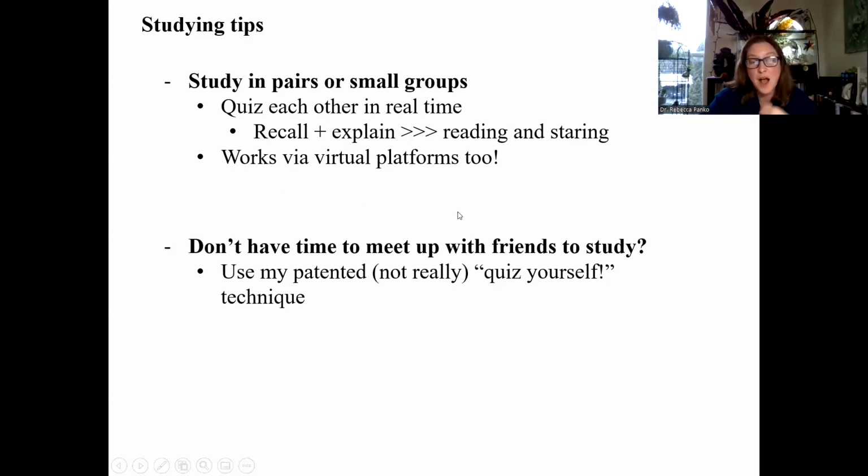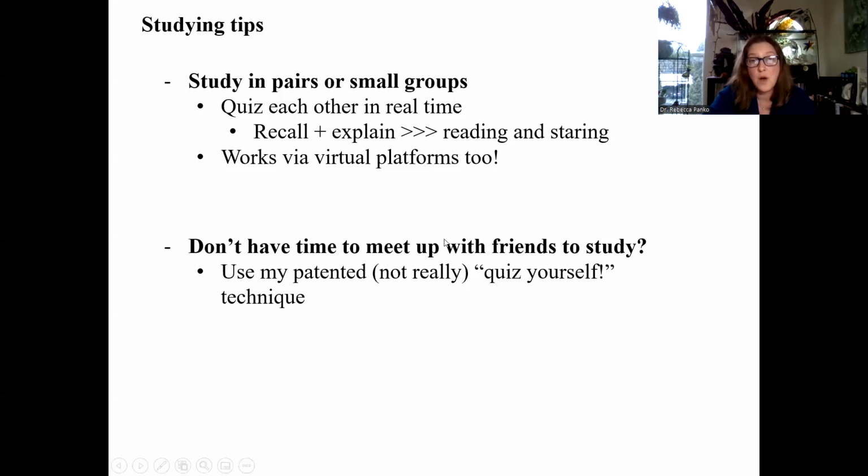But maybe you're busy, maybe you don't have time to do that. If you don't have time, or you're shy, which is also okay, I have developed this kind of quiz-yourself method that works for old school ways of printing out paper and new school ways, meaning saving a PDF on your phone.